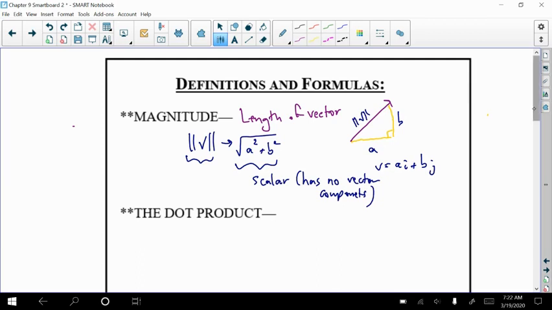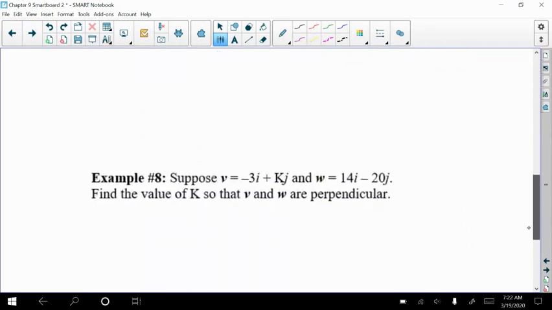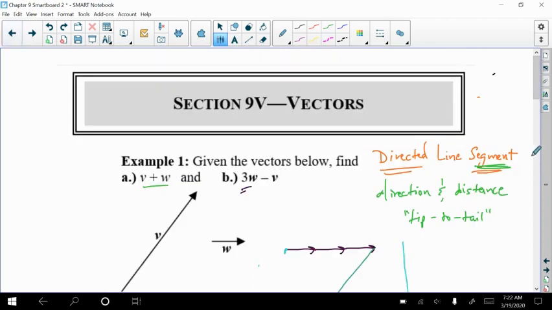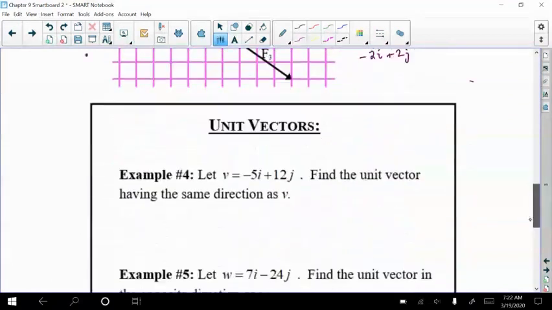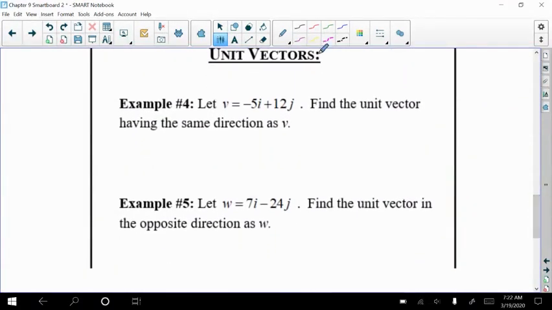Okay, so thinking about magnitude, I thought I had an example of looking for magnitude, but I know I have a unit vector. So let's go back to that section for a second here. A unit vector by definition is a vector with magnitude 1. And the thing is that 1 could represent any unit.